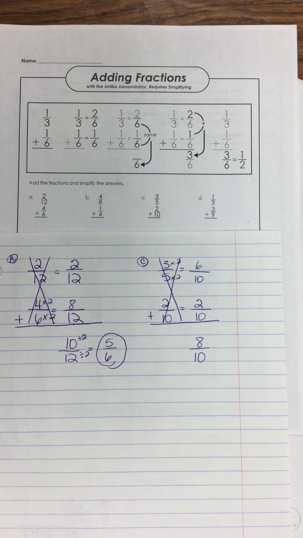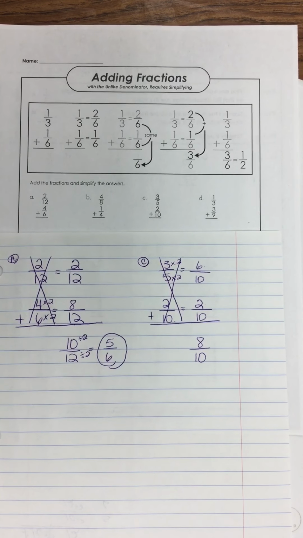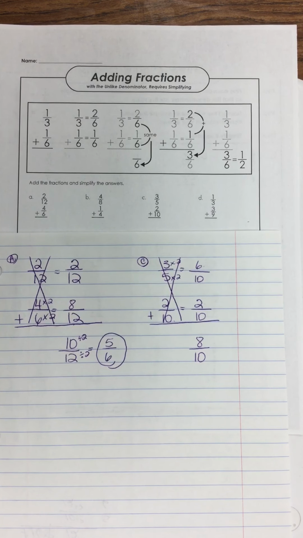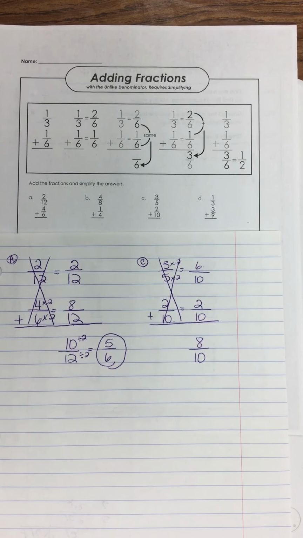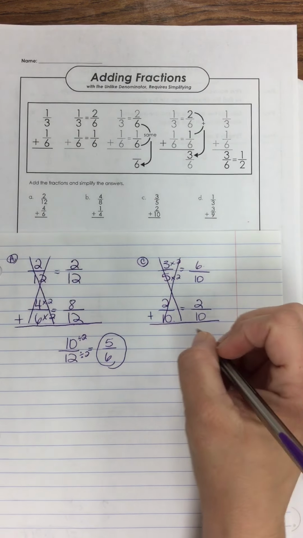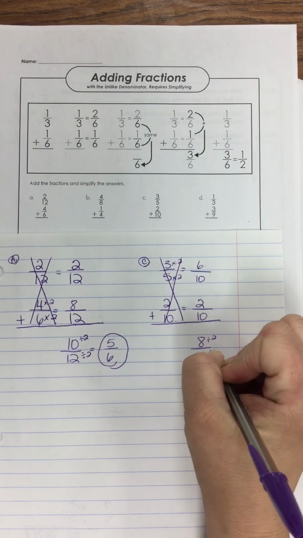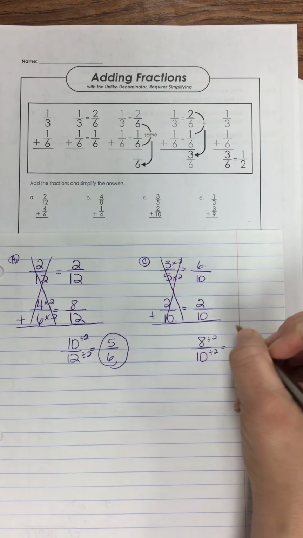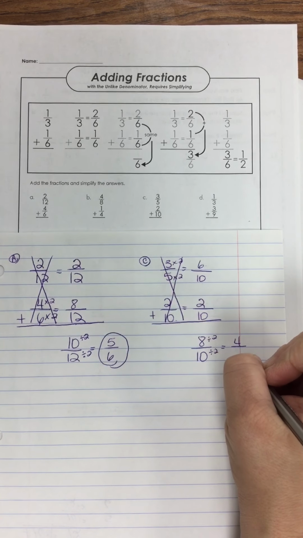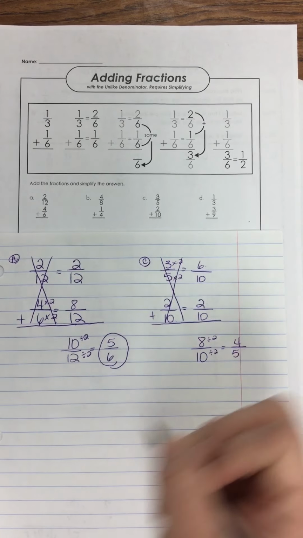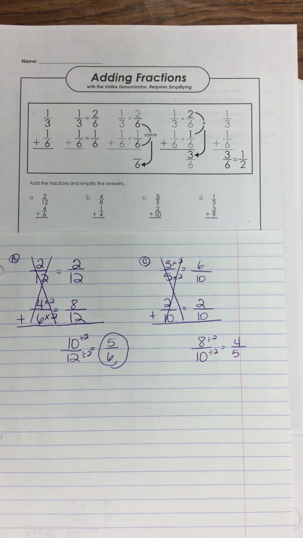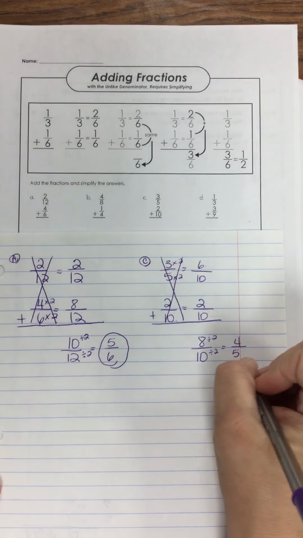All right, so now I'm going to look again, and I'm going to say even over an even. So that means I can reduce it. So we're going to look at, can 8 go into 10 evenly? The answer would be no. 8 can't go into 10 evenly. But I can reduce both the top and the bottom by the number 2, because they're both even numbers. So 8 divided by 2 is 4, and 10 divided by 2 is 5. Okay? So your answer is 4/5.